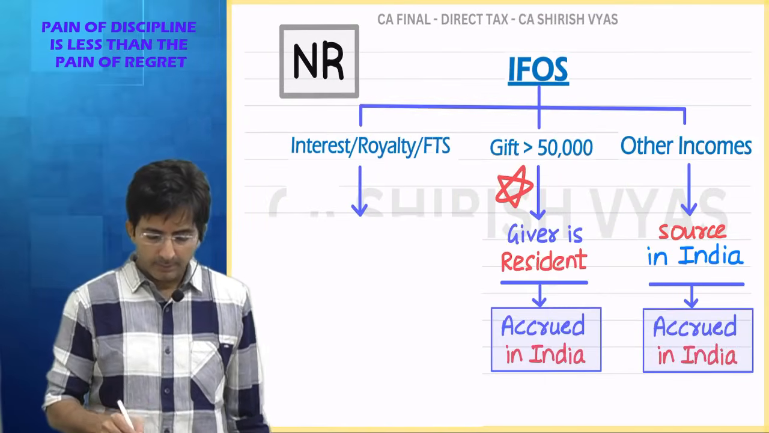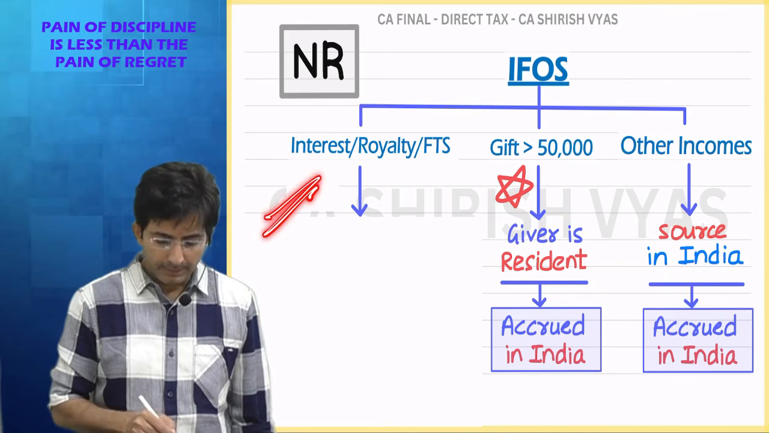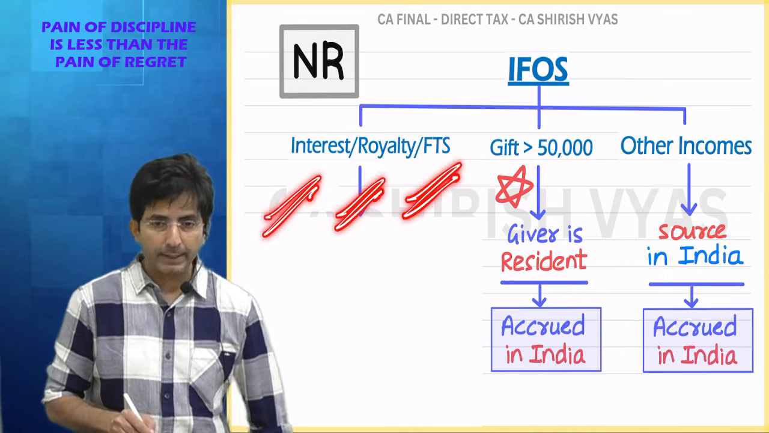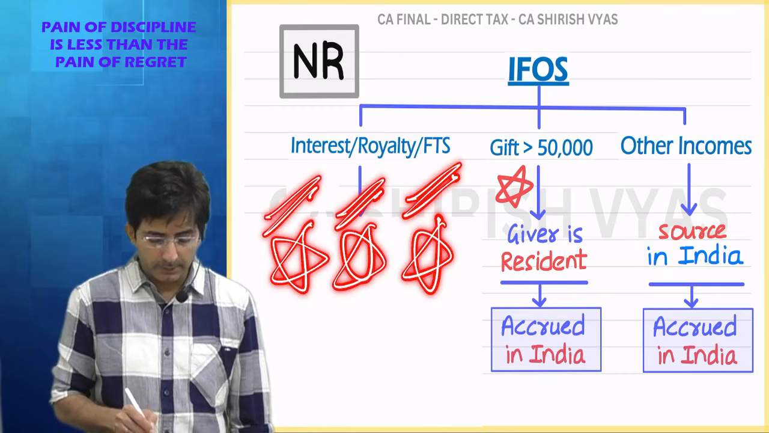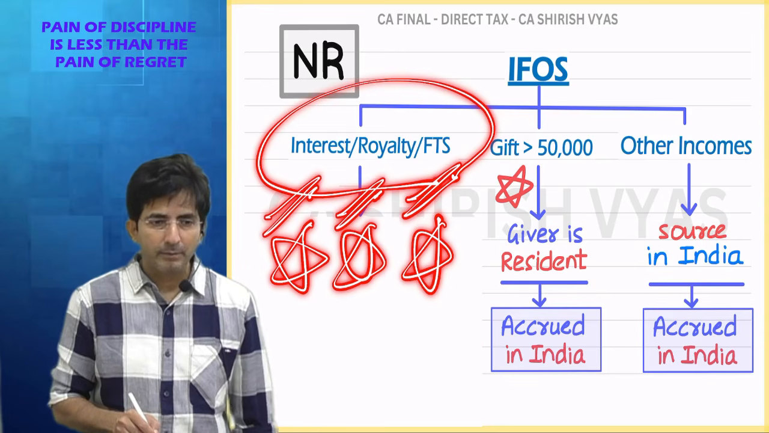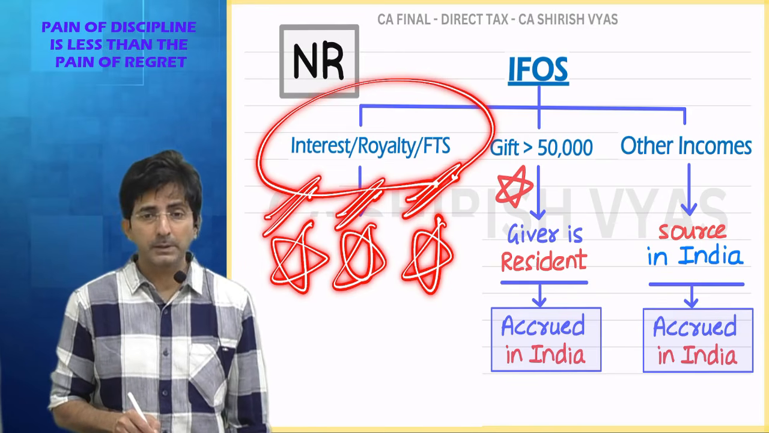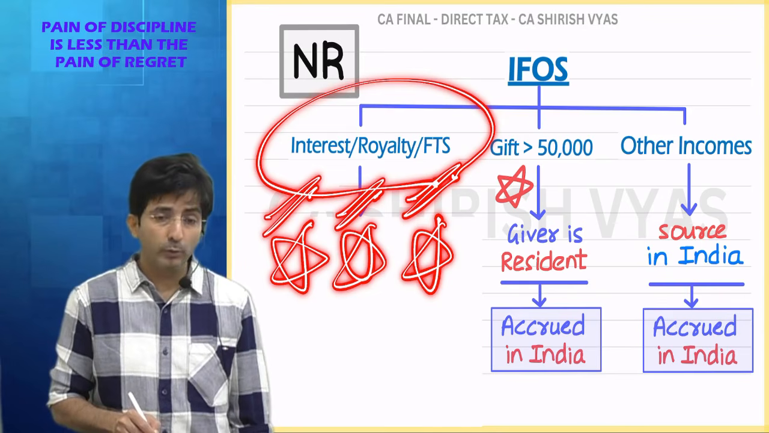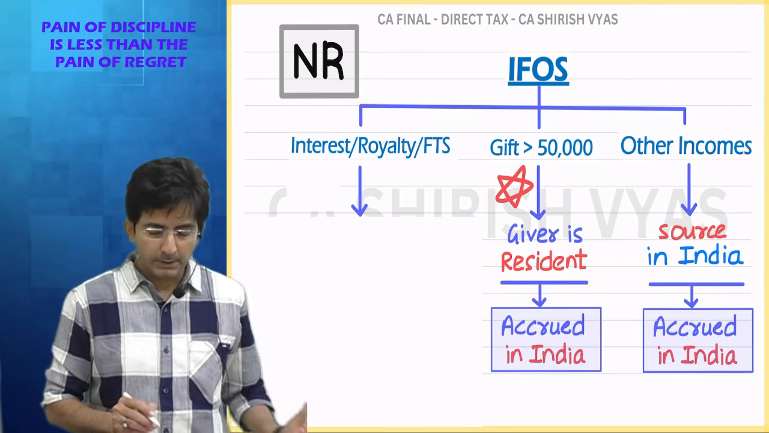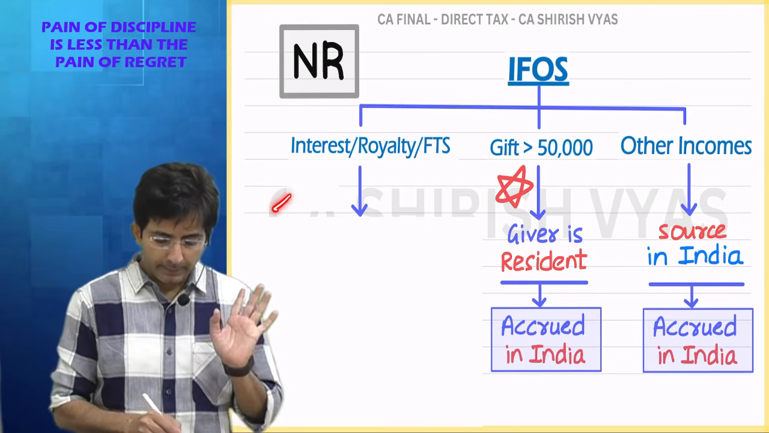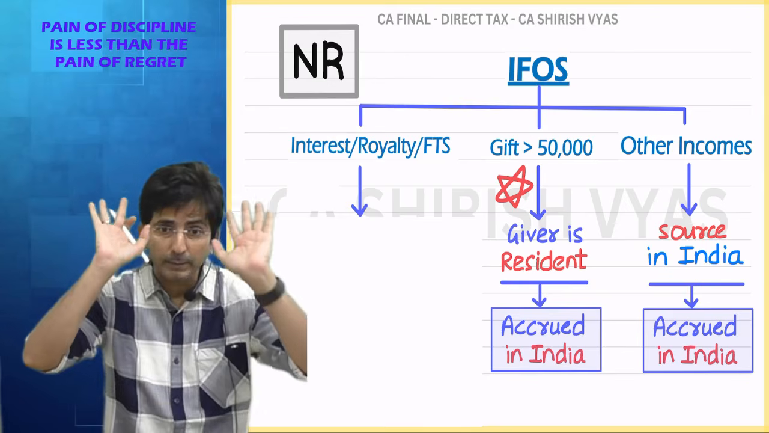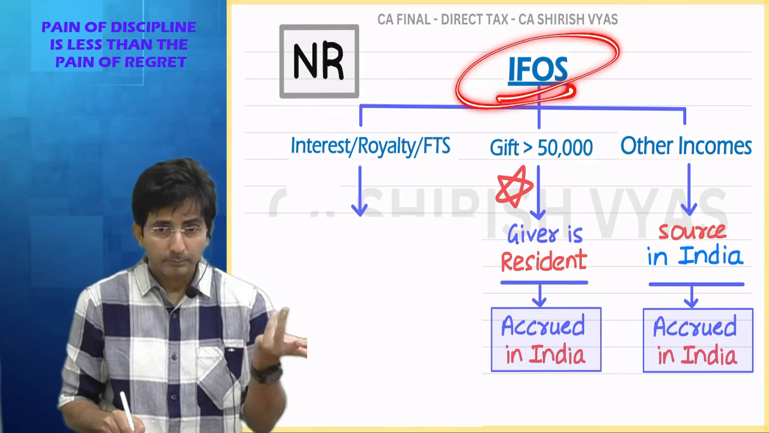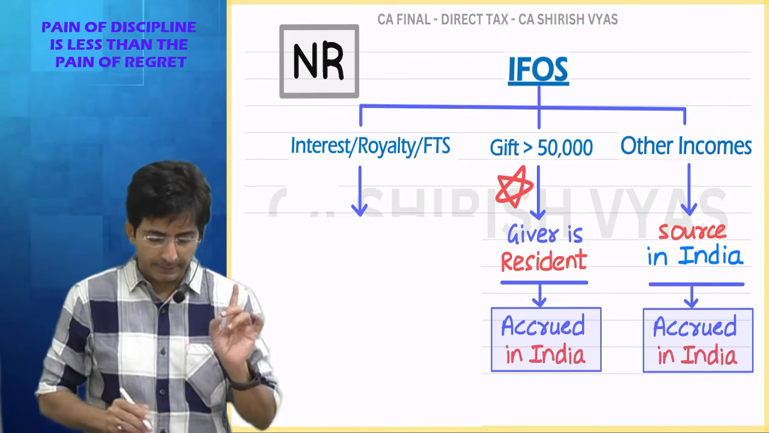Then the next point is interest, royalty and fees for technical service. This is, trust me, a very important point. Whenever such a point comes in exam, students get trapped, because your paper setter will play tricks and you will get trapped. See, first understand, I am explaining interest, royalty, income. Every point I am discussing is some income, and these are income from other sources. Now see, one by one.